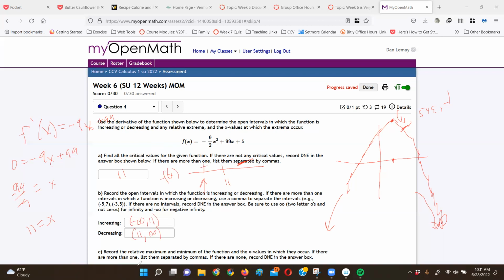And then how do we get the relative maximum, relative minimum? It's only a maximum. I'm sorry, I already talked about that. So the critical value is 11. We're going to drop 11 into the original function, which I did earlier. -9/2 times 11 squared plus 99 times 11 plus 5, and you crunch that, you're going to get 549.5. And that's the maximum, and there's no minimum, with D and E as I said before.